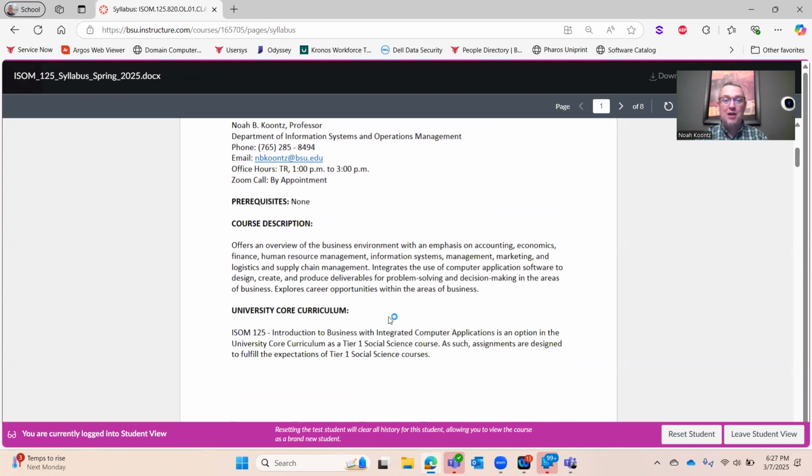ISOM 125 will offer an overview of the business environment with an emphasis on accounting, economics, finance, human resource management, information systems, management, marketing and logistics, as well as supply chain management. This class will integrate the use of computer application software to design, create, and produce deliverables for problem solving and decision making in the areas of business.